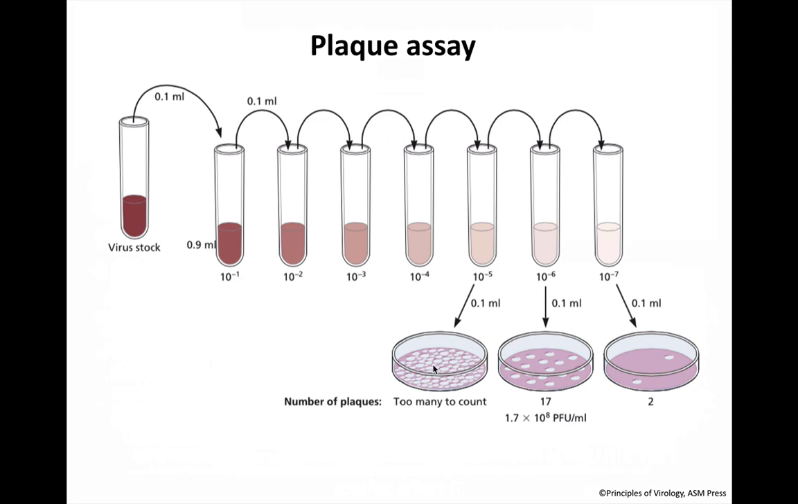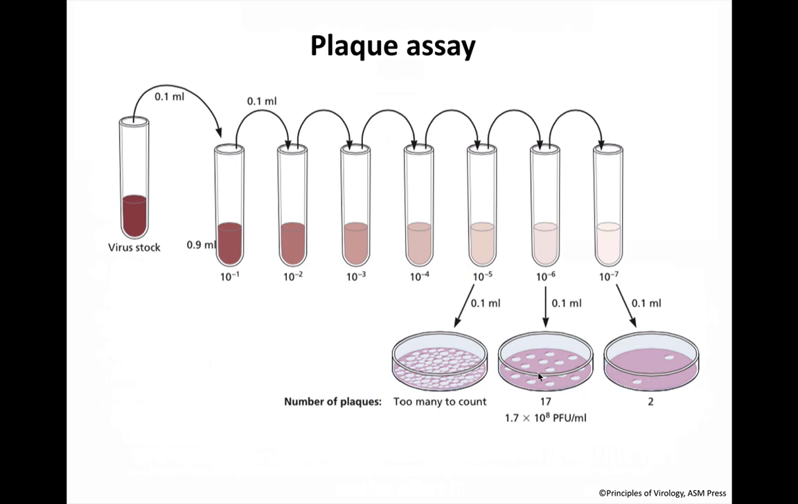You infect a monolayer of cells with 0.1 ml in this case. You take off the medium from the cells, you do the infection, and after you let the virus attach to cells, you add an agar overlay over the cells, which solidifies, and then you put the cells in the incubator. After a few days or a week or two, depending on the virus, you can remove the agar overlay and stain the monolayer, and you can see your plaques formed. And then you can count them.